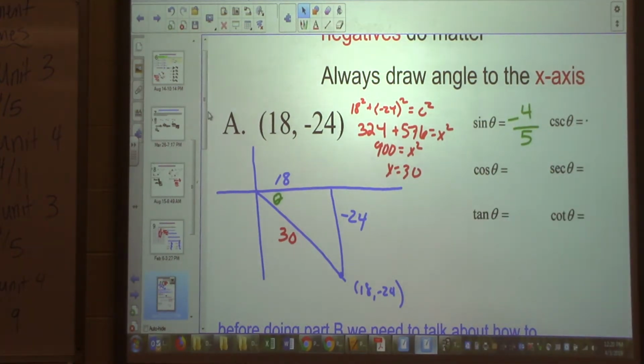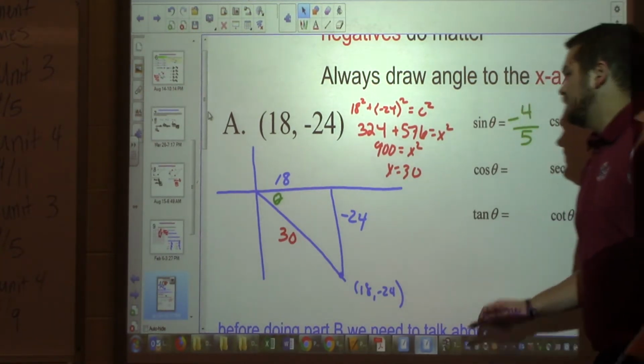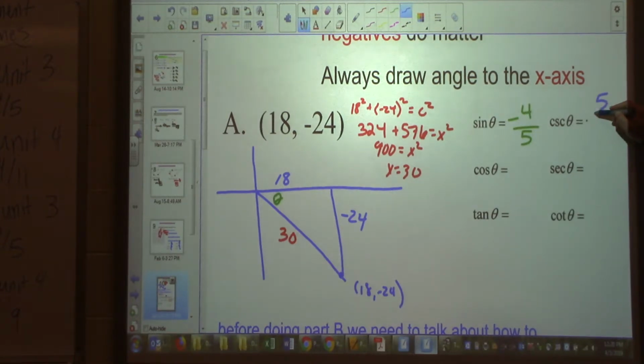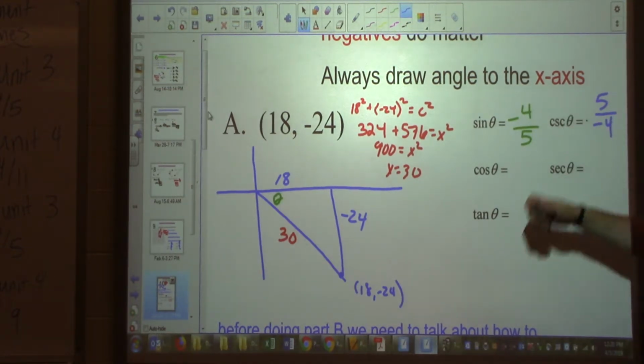Perfect. So sine is negative 4 over 5. That means cosecant is going to be 5 over negative 4, right? It's the reciprocal.